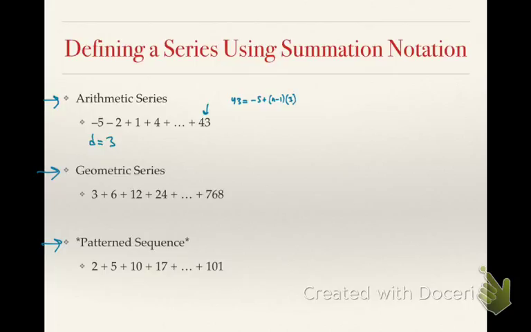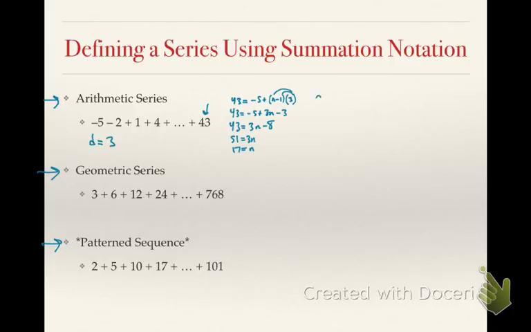I'm going to solve that for n. I have to distribute the 3 to both the n and the negative 1. Combine like terms, I end up having 43 is equal to 3n minus 8. Add 8 to the 43. I get 51 is equal to 3n, divided by 3, 17. This is a fairly good number of terms we're adding up in that particular series.